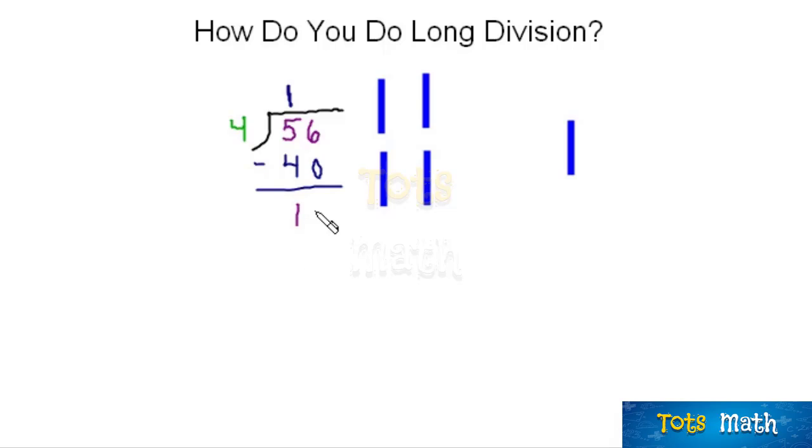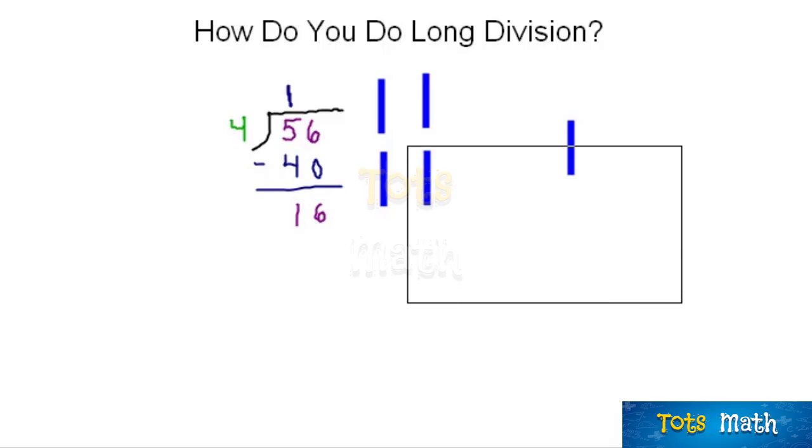And that gives us 16. We have 16 baseball cards left. And now we're going to divide 16 baseball cards among 4 friends. Now the number 16 is made up of 1 ten and 6 ones. And the ten is the ten we had left over from the first division step. But it's easier to think of this number as being 16 ones.